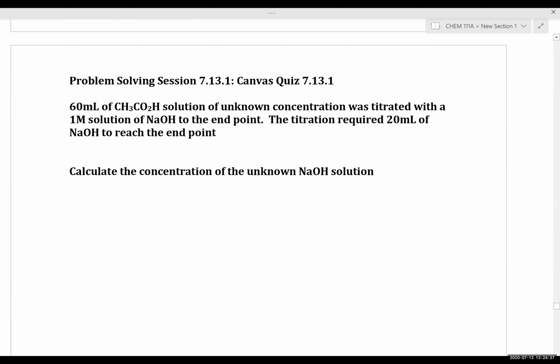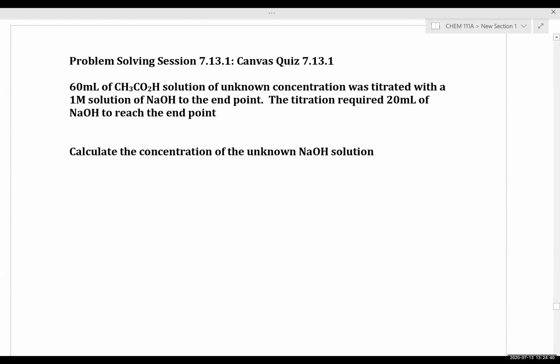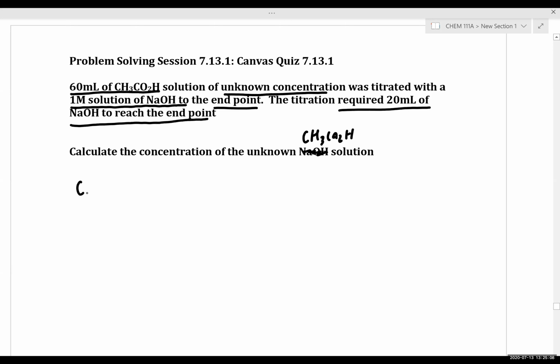We're going to look at the following example. Let's suppose we titrate 60 milliliters of acetic acid solution of unknown concentration with 1 molar sodium hydroxide to the end point. The titration required 20 mL of sodium hydroxide to reach the end point, and we're asked to calculate the concentration of the unknown acetic acid solution. So fundamentally, just like before, we're going to write out our chemical equation.